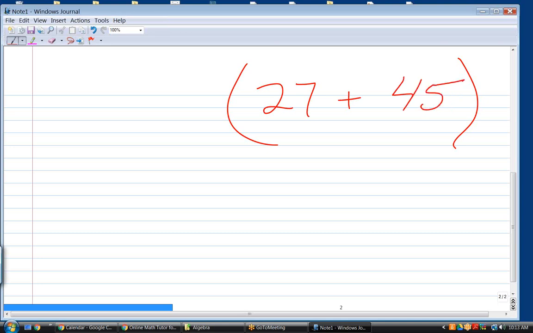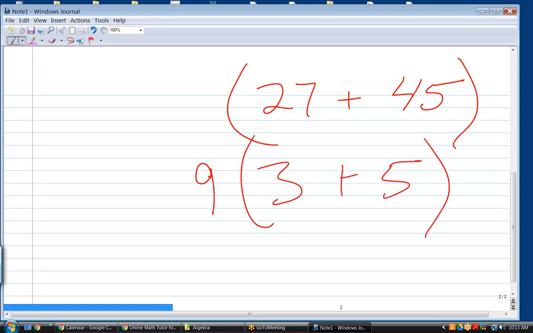Okay. Now, if we're trying to find the greatest common factor between those two numbers, 27 does not divide into 45 evenly. And I can't cut it in half, but I can cut it in thirds. In other words, the next number that's going to divide into 27 is going to be 9. And 9 divides evenly into 45. So 9 would be the greatest common factor. And that would leave 3 plus 5.